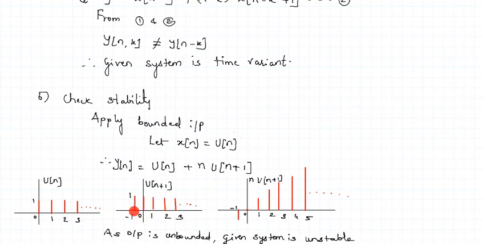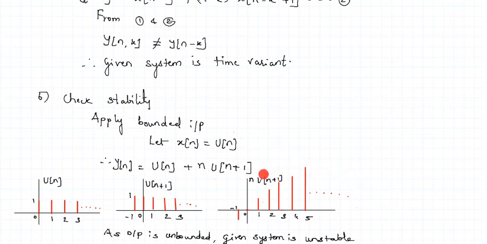So when n is -1, the sample has a magnitude -1. When n is 0, 0 into 1 would be 0. When n is 1, 1 into 1 is 1. When n is 2, the magnitude is 2. When n is 3, the magnitude becomes 3. When n is 4, it becomes 4. So it means that these samples are increasing in magnitude as time increases.